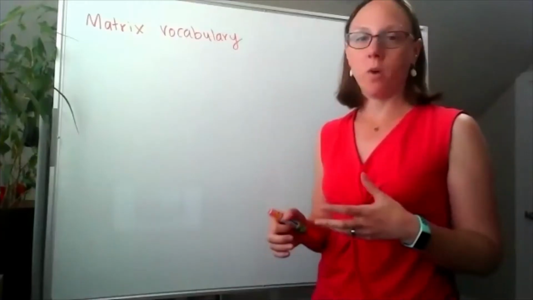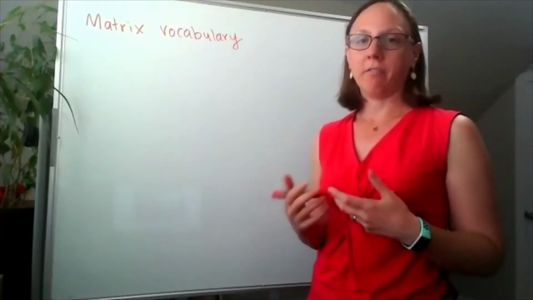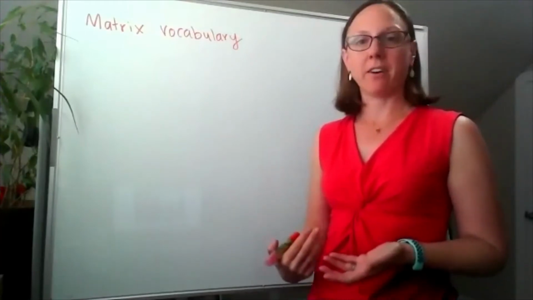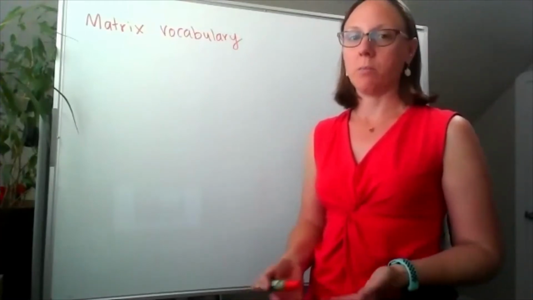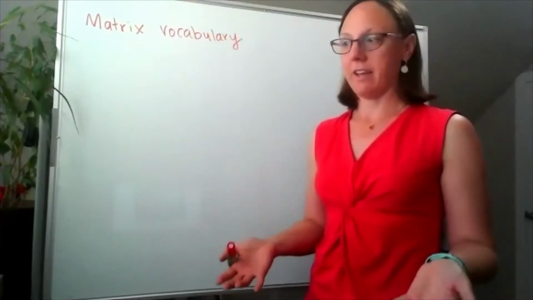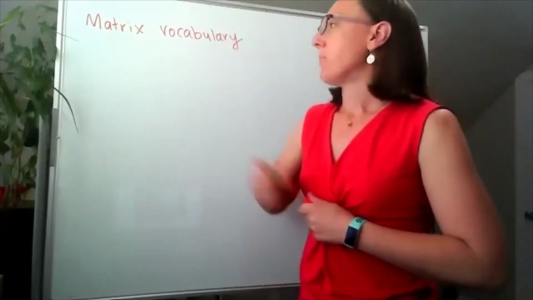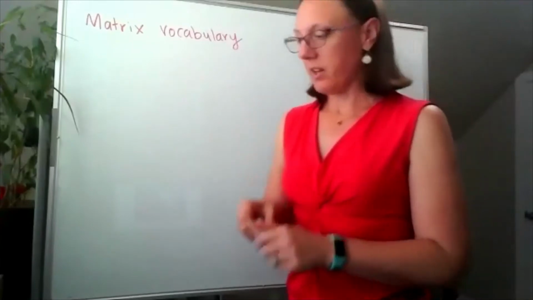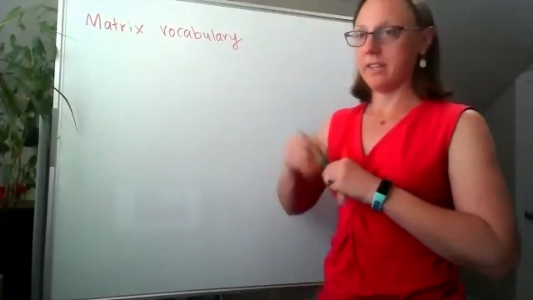First of all, notation-wise, when we're writing a vector, we typically use lowercase letters, and when we're writing a matrix, we typically use capitalized letters or uppercase letters.